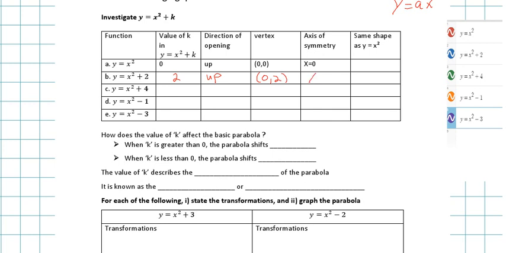So what changed when I added that k? It moved up, right? So the only thing that changed is the y value of the vertex. So guess what? This is the y value of your vertex. So that k is the y value of the vertex.